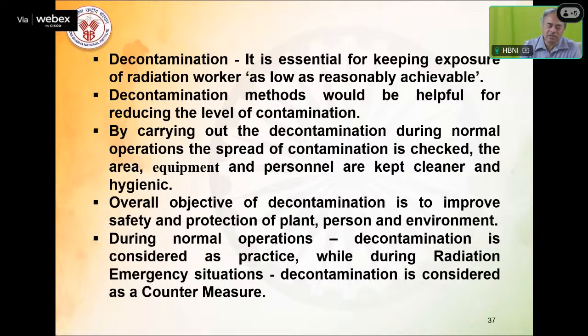But during a radiation emergency situation, decontamination is considered a countermeasure. Okay? During emergencies, it is a countermeasure. If someone is radioactive or contaminated, he has to be properly given treatment, a bath, etc.